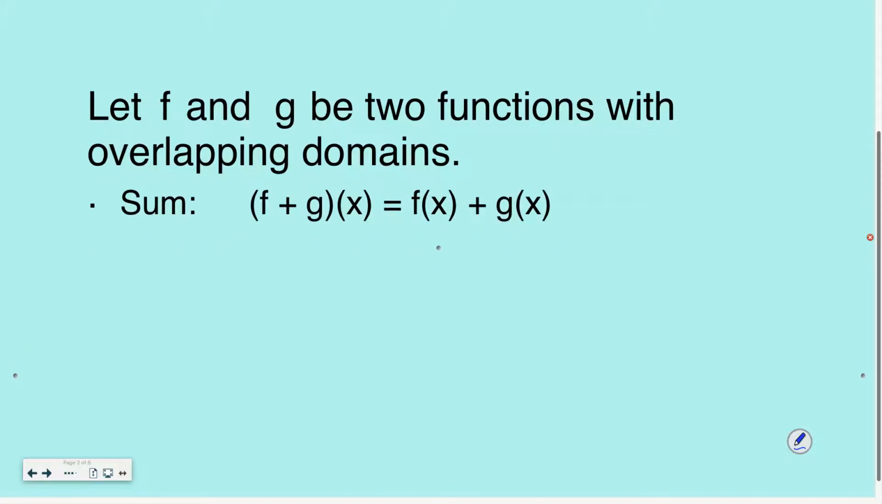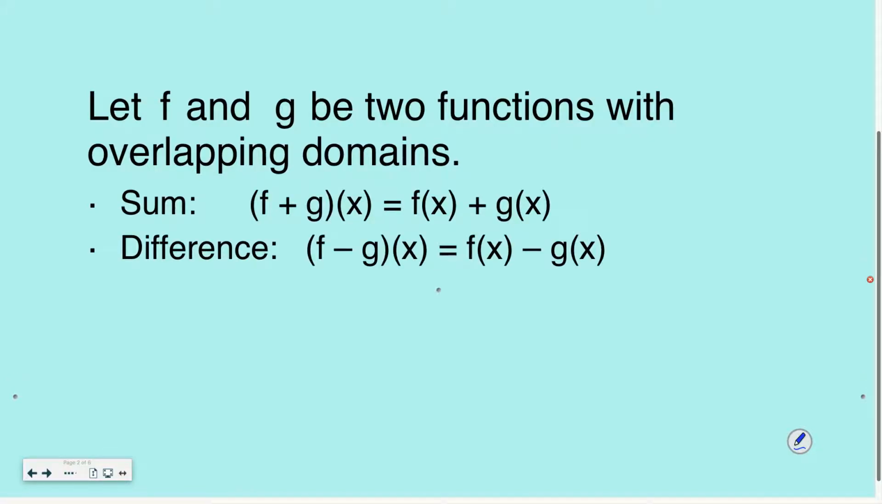So first of all, I want you to write down some notation, so when you see the function notation, you know what it means. Okay. So if we want to add 2 functions together, this is the function notation for it, f plus g of x. That means take f of x and add it to g of x. I bet you can figure out what the next one's going to be. We want the difference between 2 functions, f minus g of x.